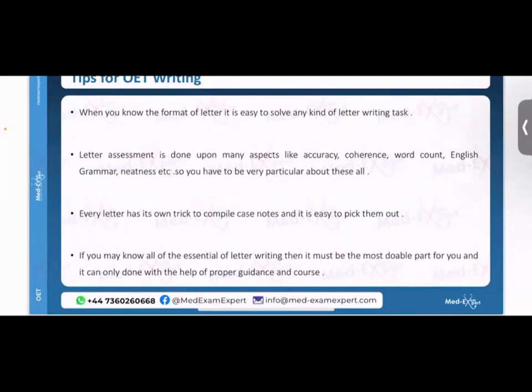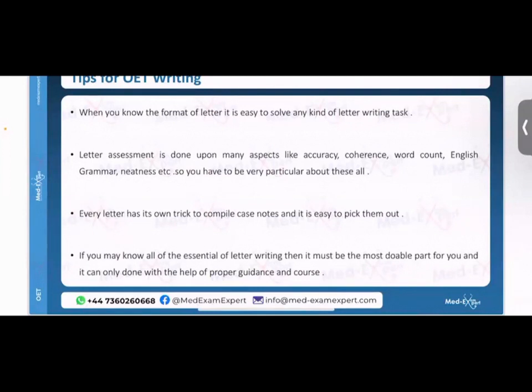Whenever a person has information and understanding of all four kinds of letter, definitely he or she will be in good hands. He or she will be able to perform letter writing on any kind of case notes. But when you are prepared for only one kind of case notes and the other comes in the exam, you may get panicky, your head goes round and round, and you have no idea what to do now.